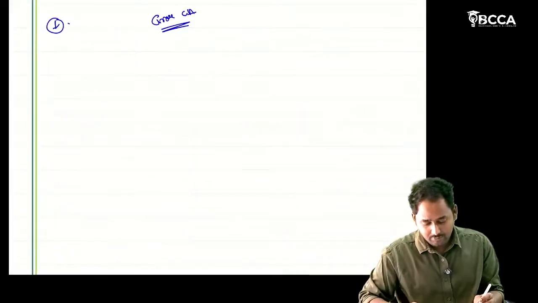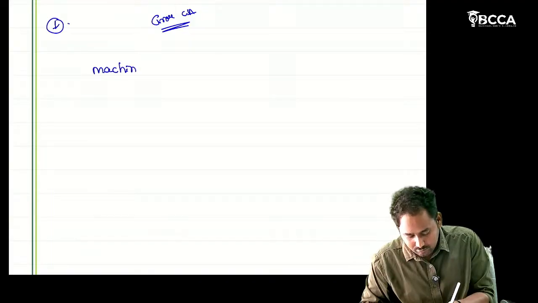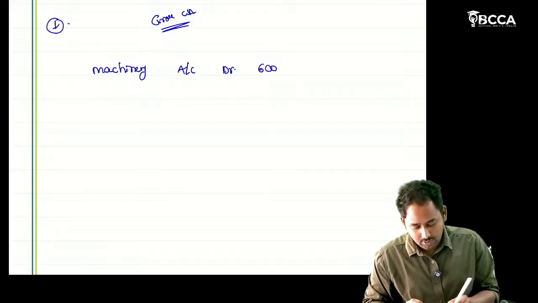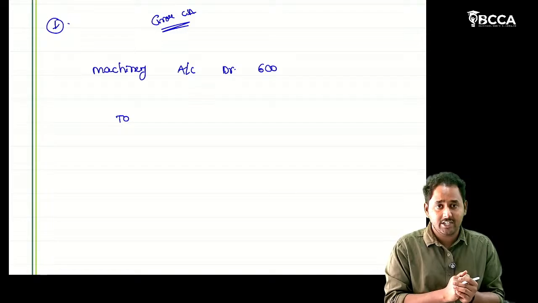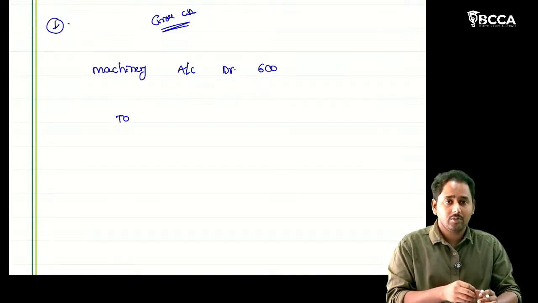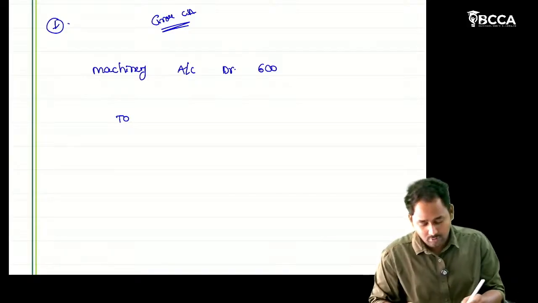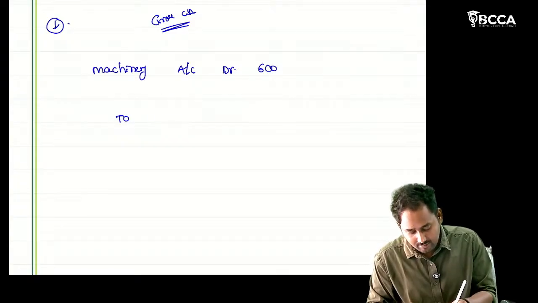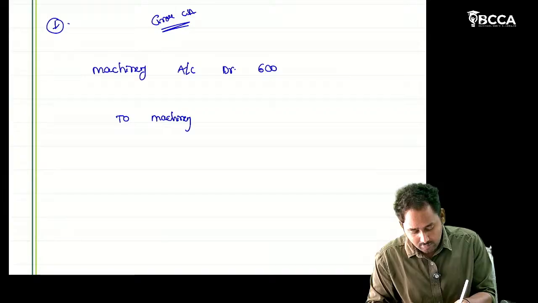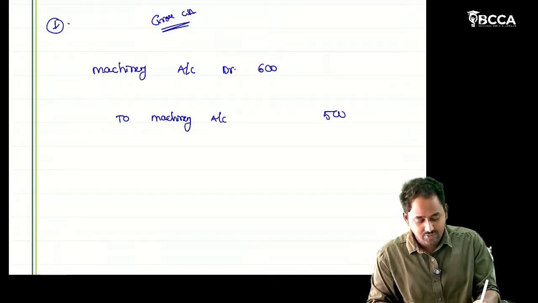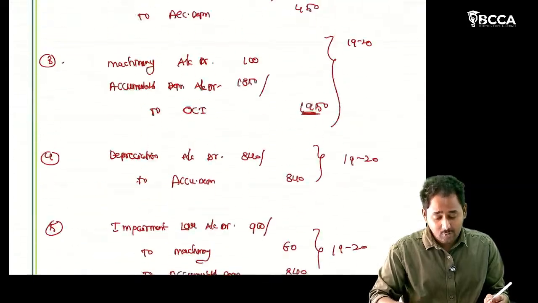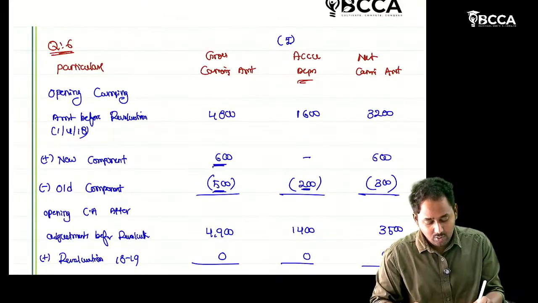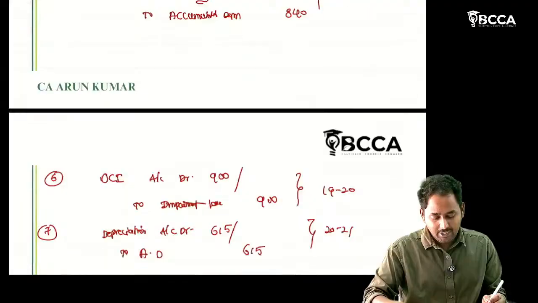So machinery account. What is the value? 600. Okay. Then I should decrease the machinery that is de-recognizing, right? What is the gross carrying amount? I'm not talking about the net carrying amount, gross carrying amount. 500. So I should de-recognize this 500, and I should de-recognize the accumulated depreciation with respect to this 500, right? So what is the accumulated depreciation with respect to this 500? 200. So how should I de-recognize the accumulated depreciation?